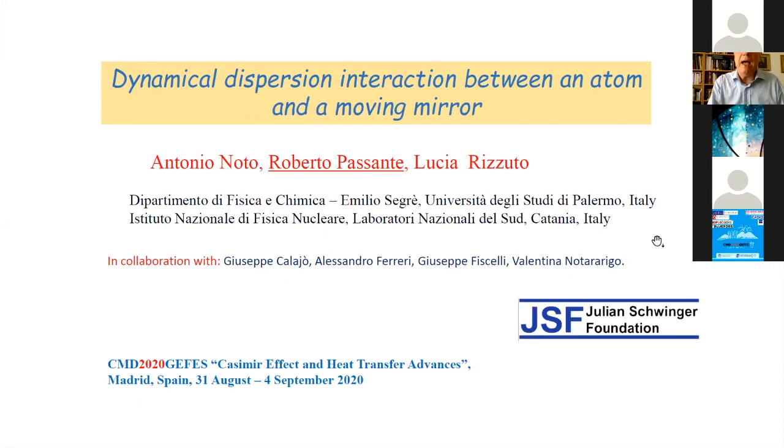I will speak about some aspects of radiative processes of atoms in the presence of external environments, also in dynamical situations when there is some change in time of the properties of this environment. For example, the case that I will discuss of a dynamical photonic crystal or a moving mirror that can move in space. And the aim is to investigate how these changes in the environment can affect some radiative properties of an atom, in particular interactions between atoms or atom-surface interactions, or spontaneous emission.